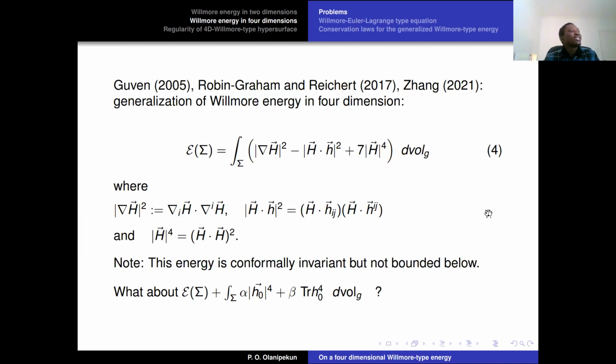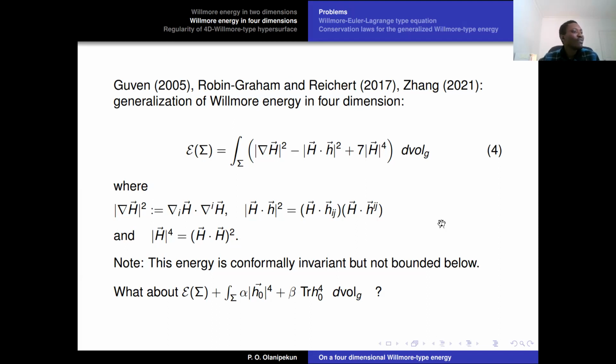So now the question is, looking at that, in 2005 by Gover, in 2017 by Robin Graham and Richard, and then in 2021 by Zhang, they obtained a generalization of the Willmore energy in 4D. And it's precisely what I have here, this one. When you project this to the normal bundle, then you definitely will have this in higher codimension. But the way it is now, it's in codimension 1. So these quantities are defined this way.